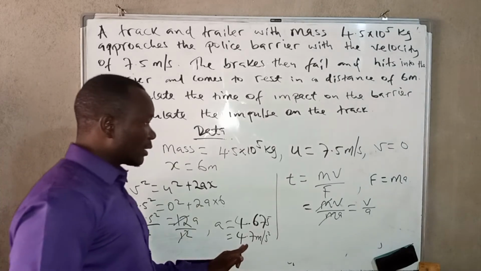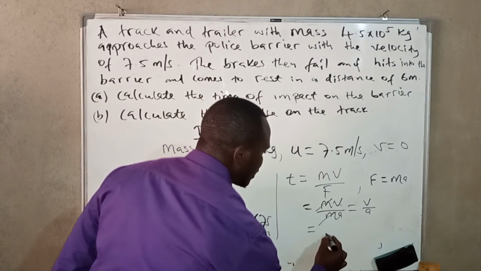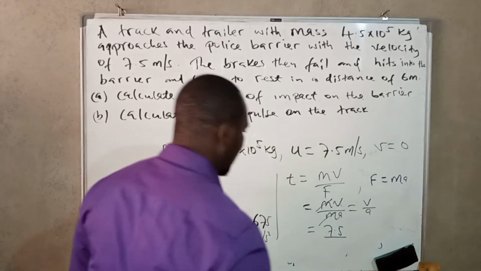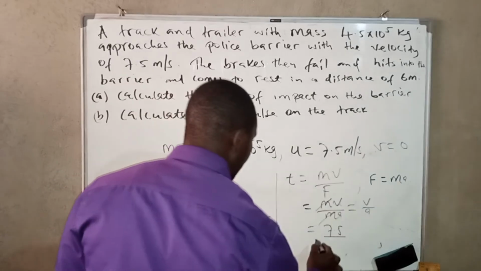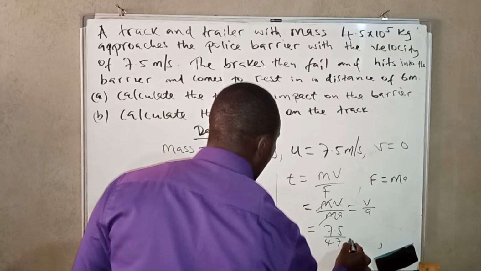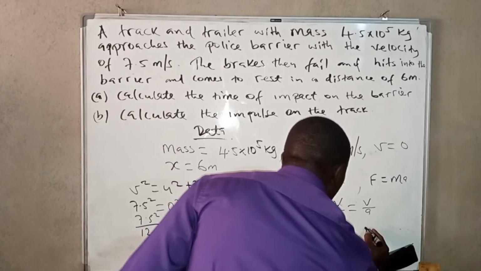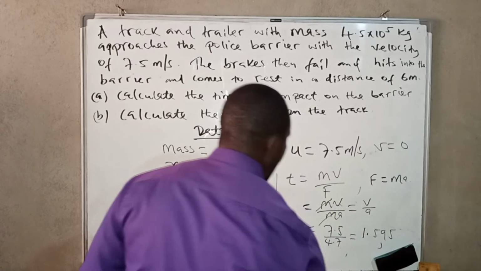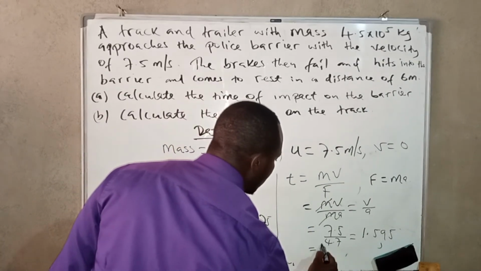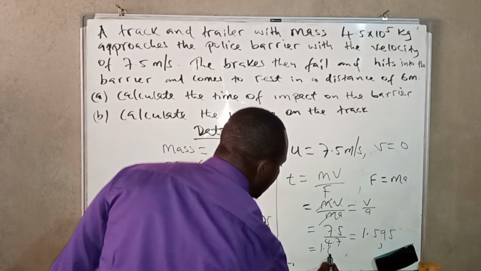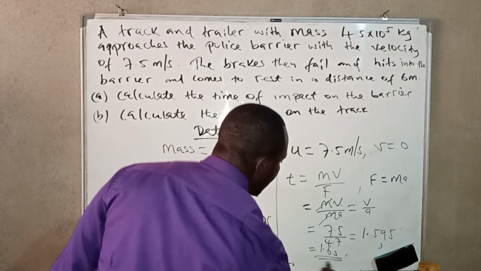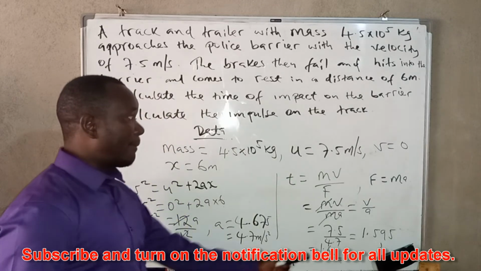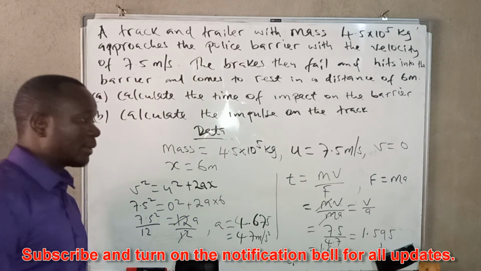So now, putting this in, we are going to have t is equal to 7.5 over 4.7, and this one will give us 1.595, and this can also be given as 1.6 seconds as the time of impact on the barrier.